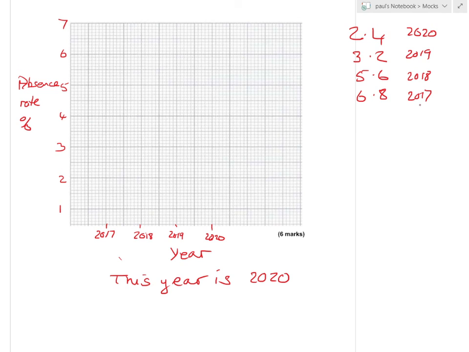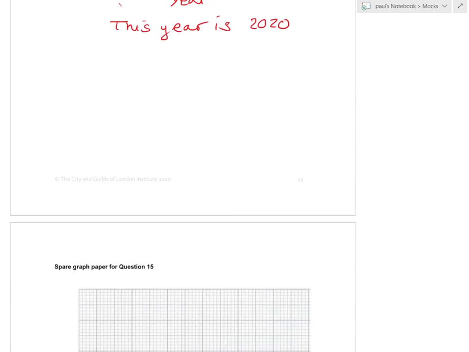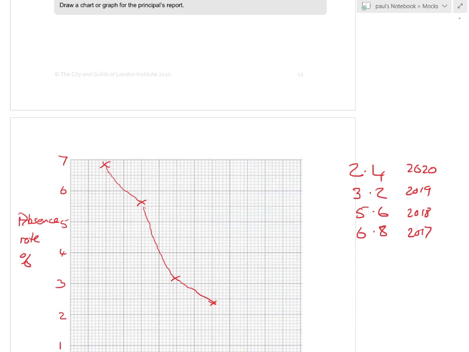So in 2017 we were 6.8. 6.8 up there somewhere. In 2018 we were 5.6. 5.6, go there. And then we were 3.2. Oh, things are getting better, aren't they? And 2.4. So there. Have we got to explain anything about it? Bear graph paper, draw a chart.